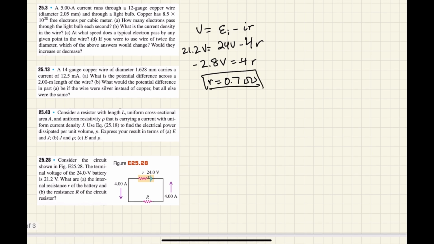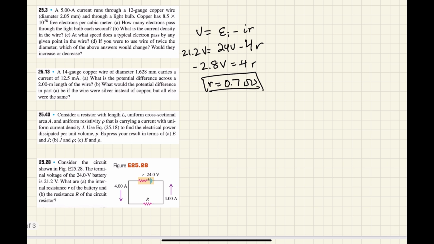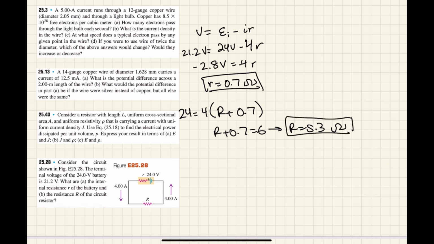For the resistance R of the circuit resistor, we know that when you add this resistor and the internal resistance, that should be the total resistance of the circuit, because these are in series, and we add resistors in series. So R plus small r, which is 0.7, is the total resistance, and we know V is equal to IR. So 24, the total voltage, including the internal resistance, is equal to I, which is 4, times this, which means R plus 0.7 is equal to 24 over 4, which is 6. So R is 5.3 volts. Sorry, ohms, wrong unit. And that should be our answer.